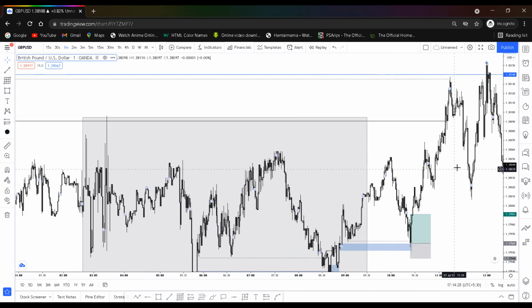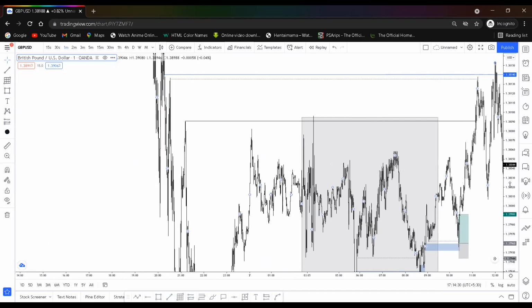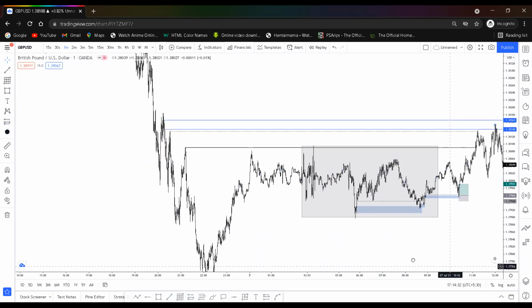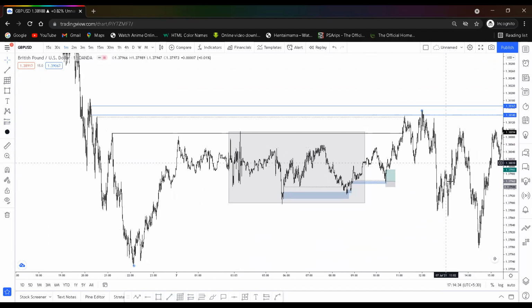Not the external range liquidity, sorry, the trap. The trap. Yeah, because before going to take out the external range liquidity, we need to take out internal range liquidity, right?